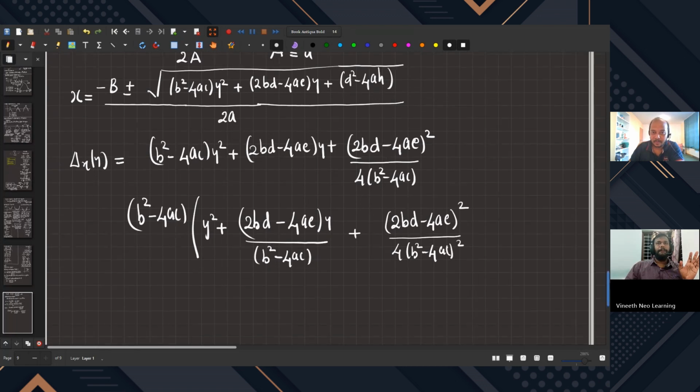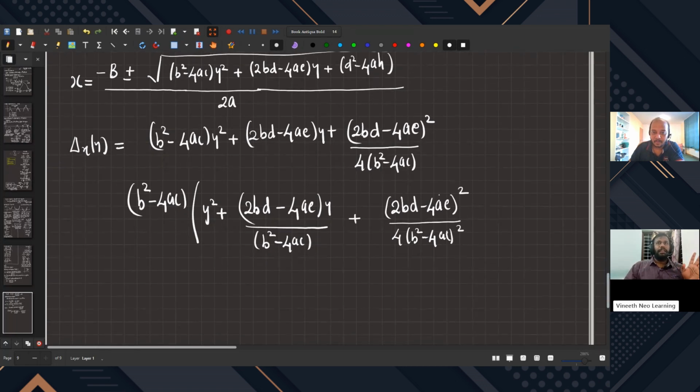Let me put these terms as a single term, and let me put the 4 inside the bracket, inside the square, so that we get 2 times (b squared minus 4ac) whole squared. Understood? Since both numerator and denominator are squares, I can put it in a single bracket with only one square.